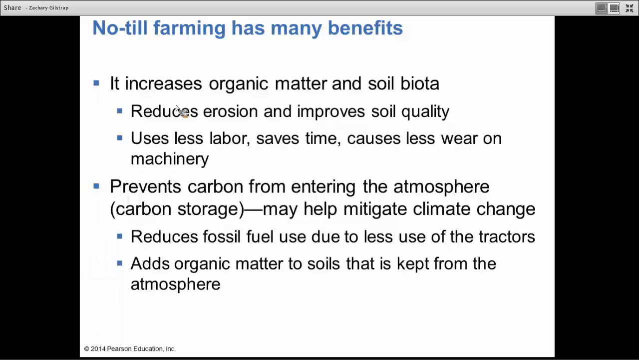So no-till farming has many benefits. That's probably why we talk about it so much. By increasing organic matter in soil biota while reducing erosion, no-till farming and conservation tillage can restore soil quality. By adding organic matter to the soil, no-till farming captures carbon that otherwise would make its way to the atmosphere and instead stores it in the soil. In addition, because no-till farming reduces tractor use, the farmer burns less gasoline.